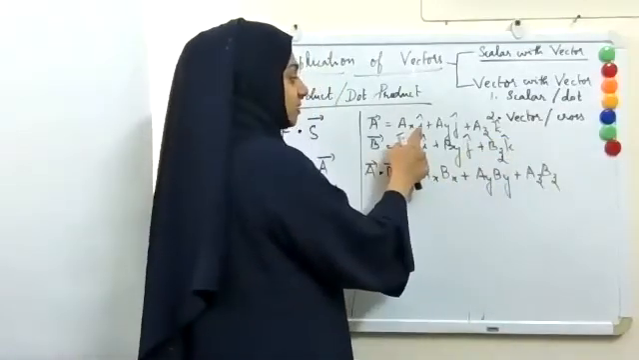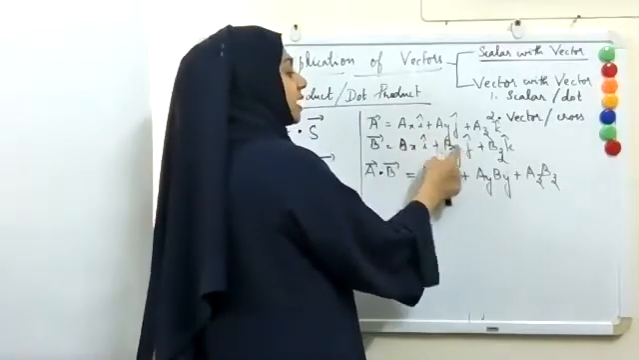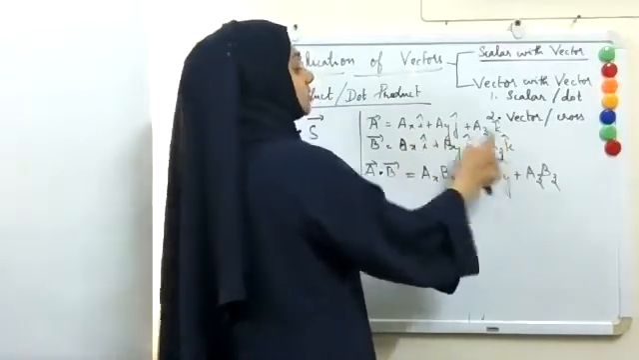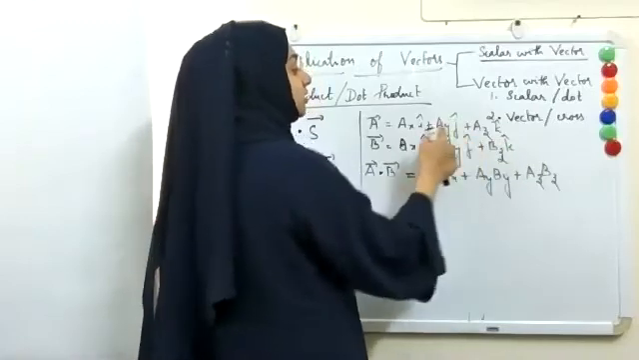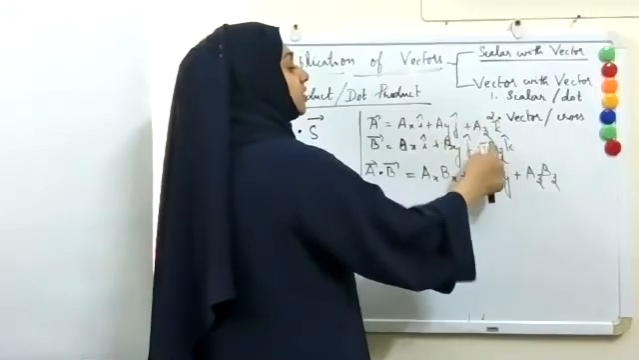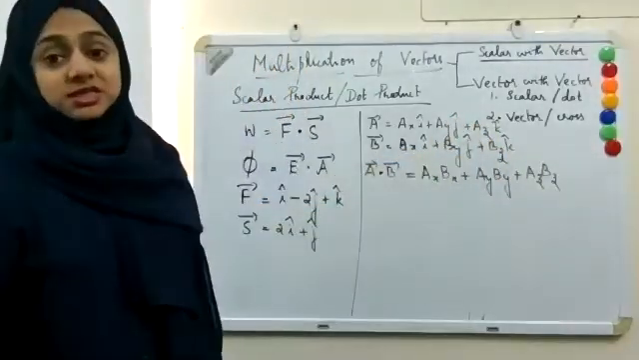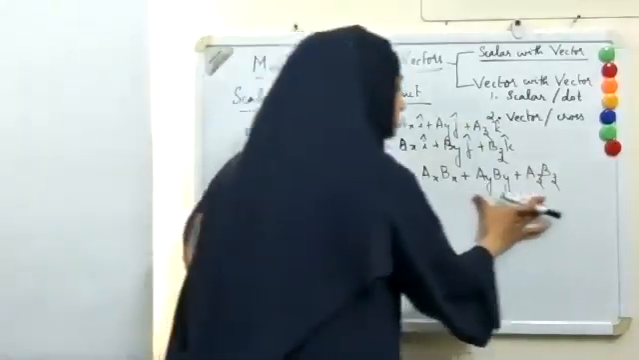And whenever you are multiplying I dot J, it will be 0. So this term cancels. I dot K is 0. So this term cancels. J dot I is 0. So this term cancels. And J dot K is 0. So all the other products get cancelled. So what remains is only this.